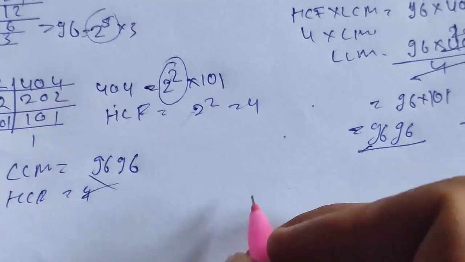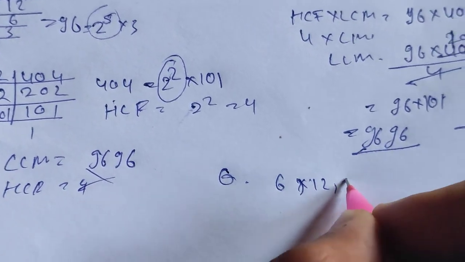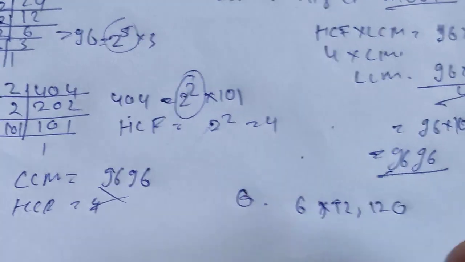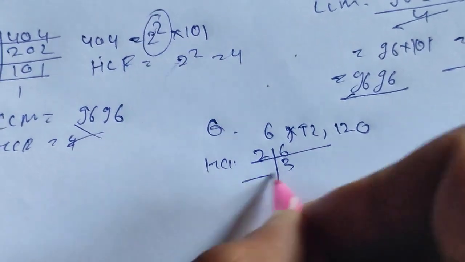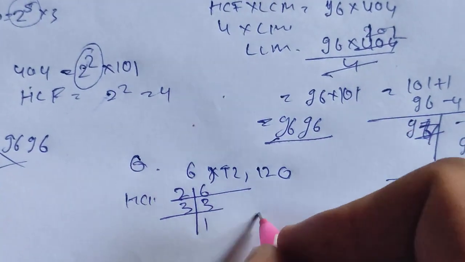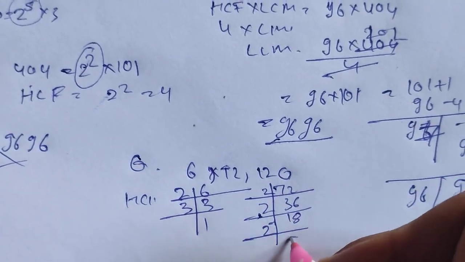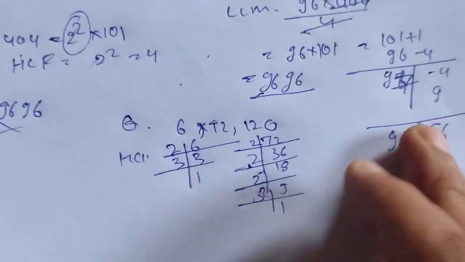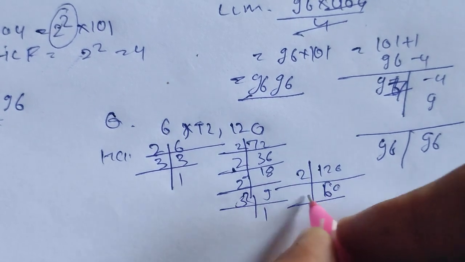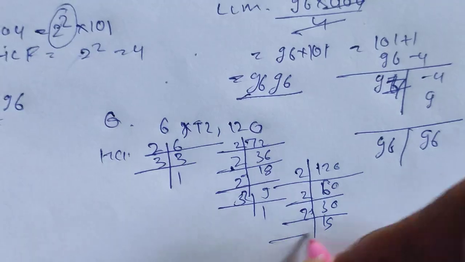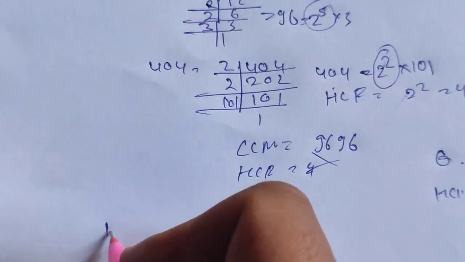Our next question is to find the LCM and HCF of 6, 12, 72 and 120. For 6 we get 2 into 3. For 72 we get 2 to 36, 2 to 18, 2 to 9, and 3 squared becomes 1. The same for 120: 2 to 60, 2 to 30, 2 to 15, 3 to 5, and 5 becomes 1. So our prime factorization, this is FTA.